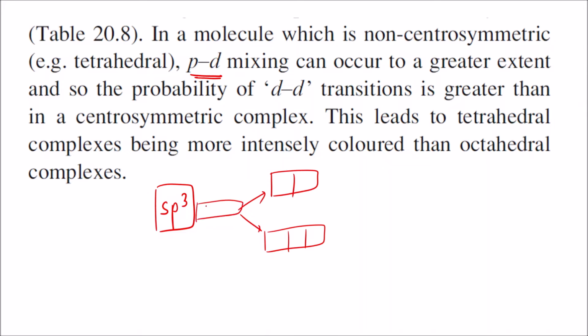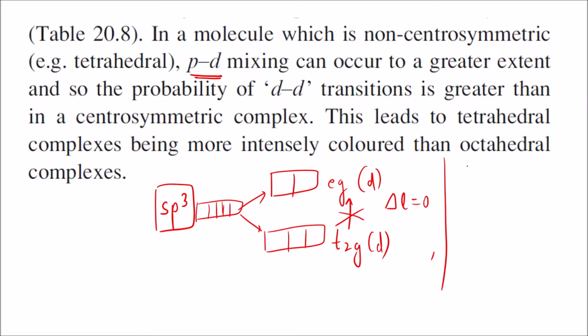There are 5 degenerate d orbitals, and in an octahedral field they split into T2g and Eg. So this is purely d orbital, and this is also purely d orbital. So d to d is a forbidden transition. Why? Because delta L is 0.